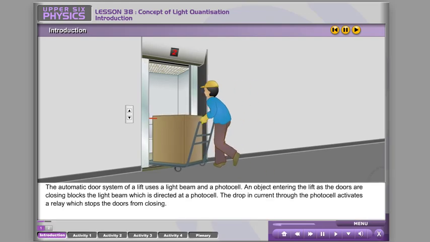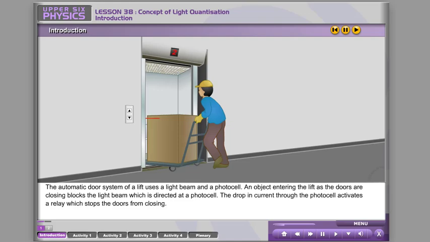The automatic door system of a lift uses a light beam and a photocell. An object entering the lift as the doors are closing blocks the light beam which is directed at a photocell. The drop in current through the photocell activates a relay which stops the doors from closing.